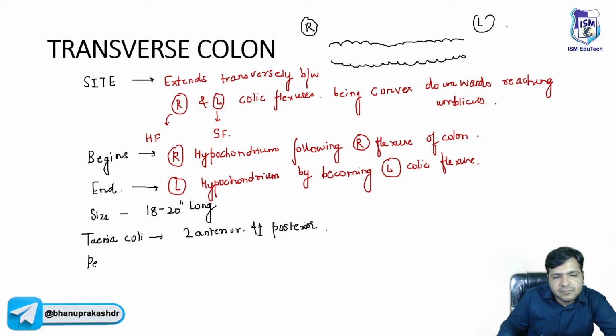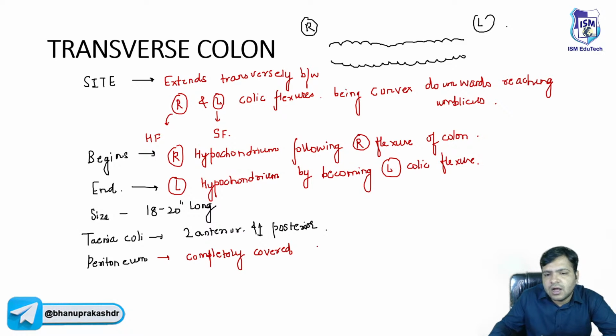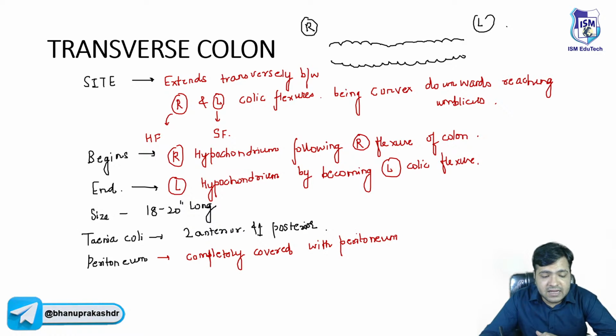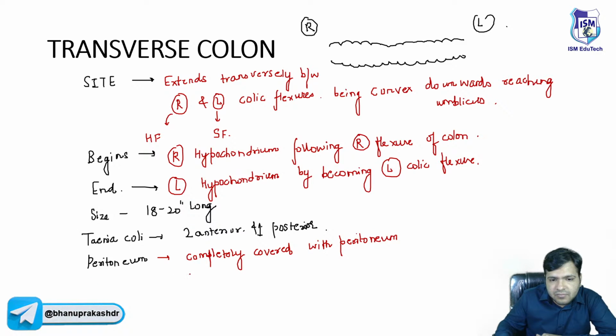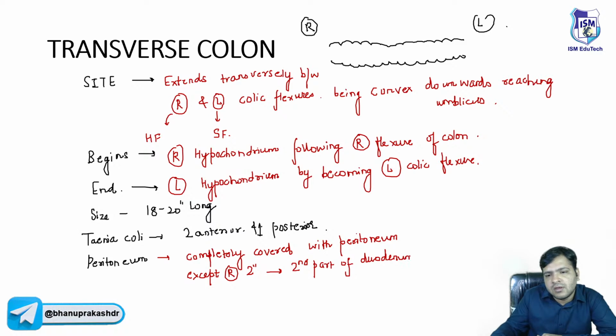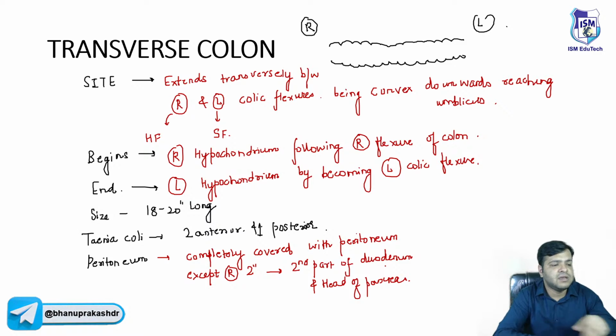Now, if we talk about the peritoneum, remember, beta, it is completely covered with peritoneum, except the right 2 inches where it is attached to the second part of duodenum and head of pancreas. Here it has a transverse mesocolon.